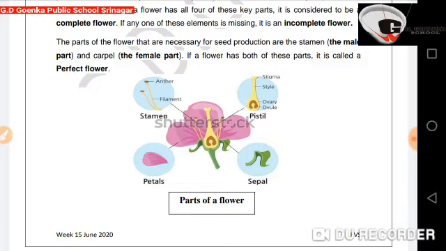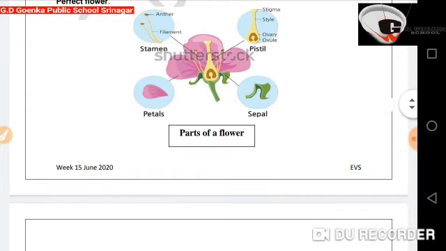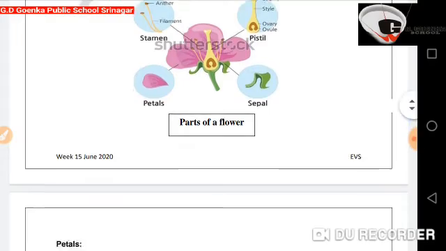The parts of the flower that are necessary for seed production are the stamen, that is the male part, and carpel, the female part. If a flower has both of these parts, it is called a perfect flower. If a flower has only one of the reproductive parts, either a stamen or carpel, it is considered to be an imperfect flower. So let's come to the parts of the flower one by one.